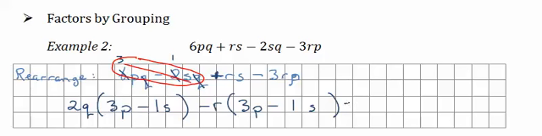The final step then is to spot that again we have a common factor. This time the common factor is the bracket 3p minus s. I'm going to leave the 1 out of it there because that doesn't make a difference. So 3p minus s, and what they have there is 2q and minus r, so they get their own bracket like that, and that's the answer.